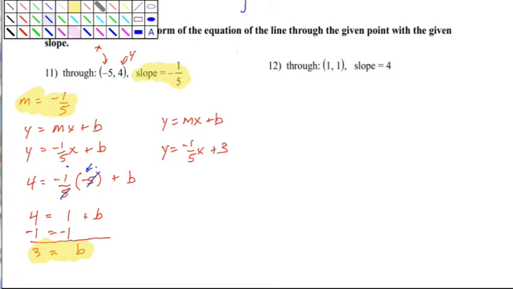Give number 12 a try. Pause the video. Then resume the video to check your solution.